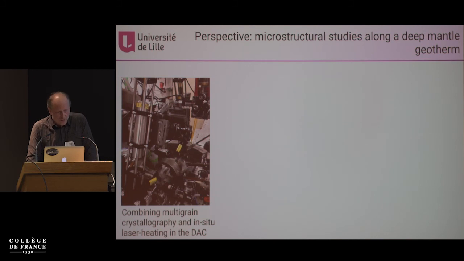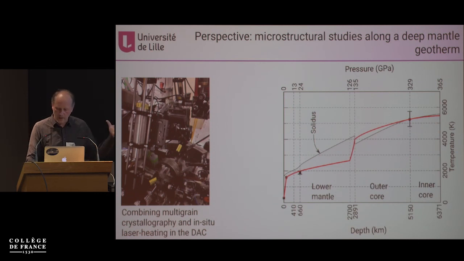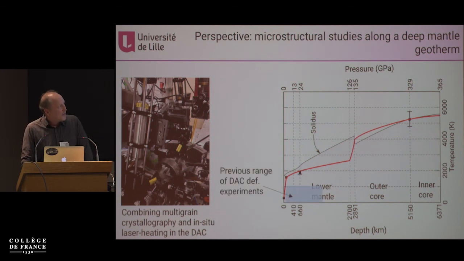Now, in terms of perspectives, this was an experiment we did a few years ago. Now we've improved it by combining this technique of multigrain crystallography with laser heating. So the idea is to be able to follow a mantle geotherm. Here is a very simple image that I use with my students of a mantle geotherm. Before that, this is what we were able to do in terms of deformation experiments with the diamond anvil cell. In terms of PT range, we could go to 1,000 Kelvin, maybe 100 GPa. I don't know, okay, you reach 80, and then you break everything. It costs a lot of money.